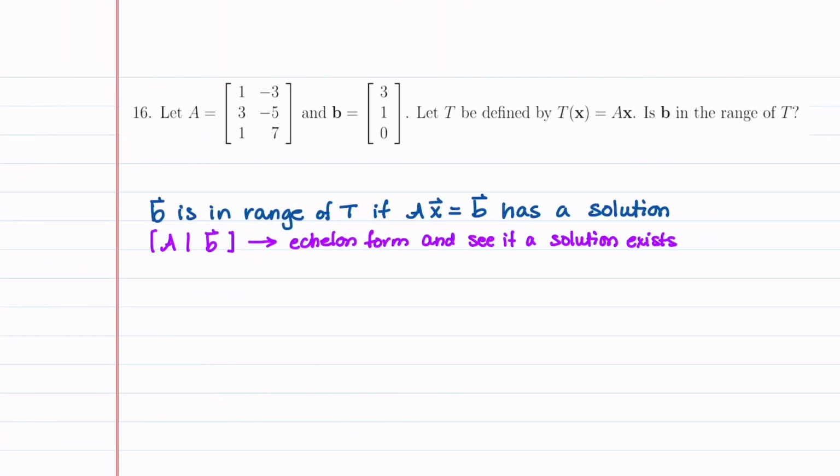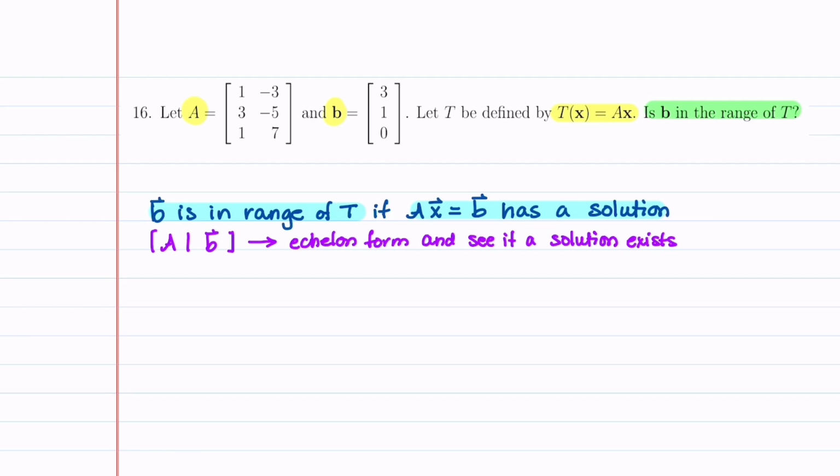In this question, we're given a matrix A and a vector B, and we're told that our transformation is defined by T of X is equal to A times X. What we're asked to determine is if B is in the range of T. I think the hardest part of this problem is trying to figure out what that really means. B is in the range of T if AX is equal to B has a solution. So that's what we have to determine: if A times X is equal to B has a solution.